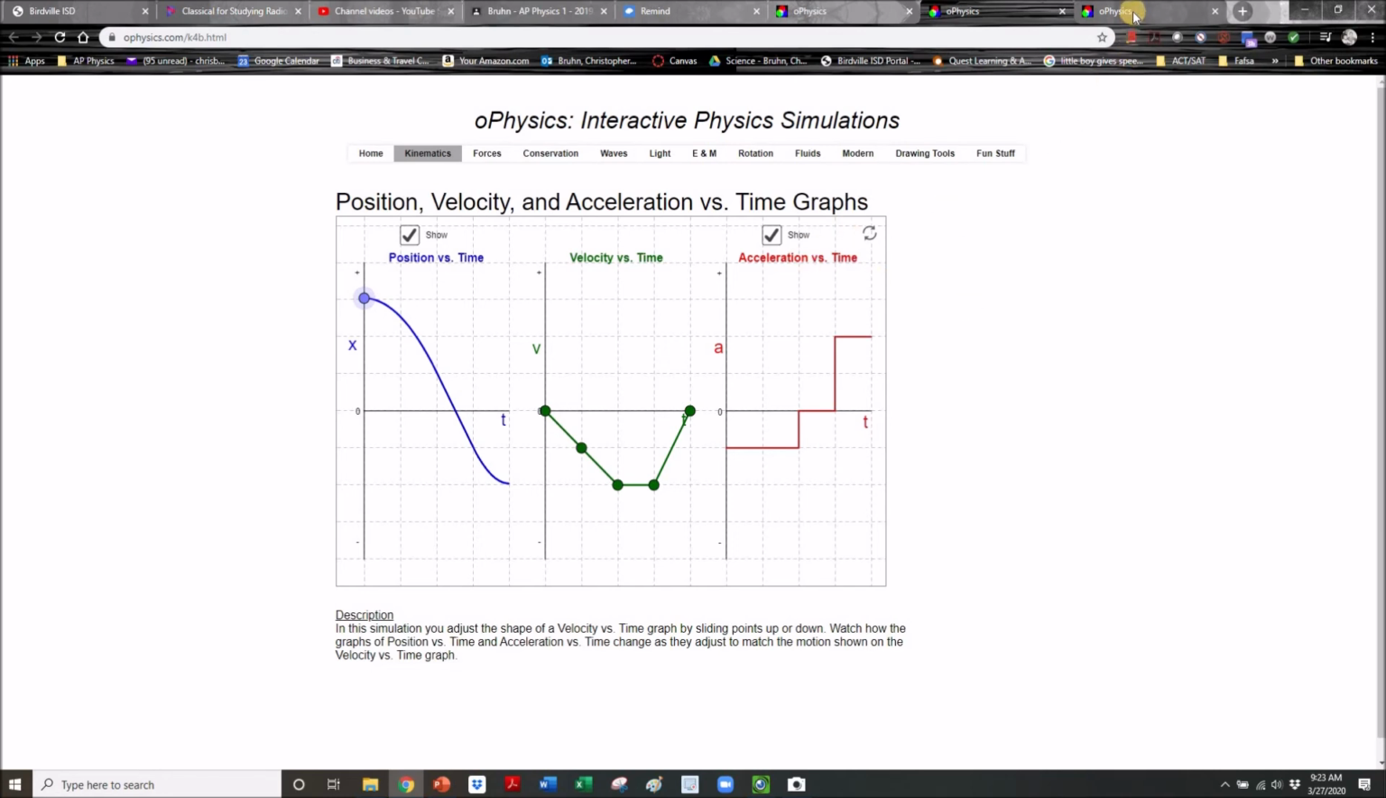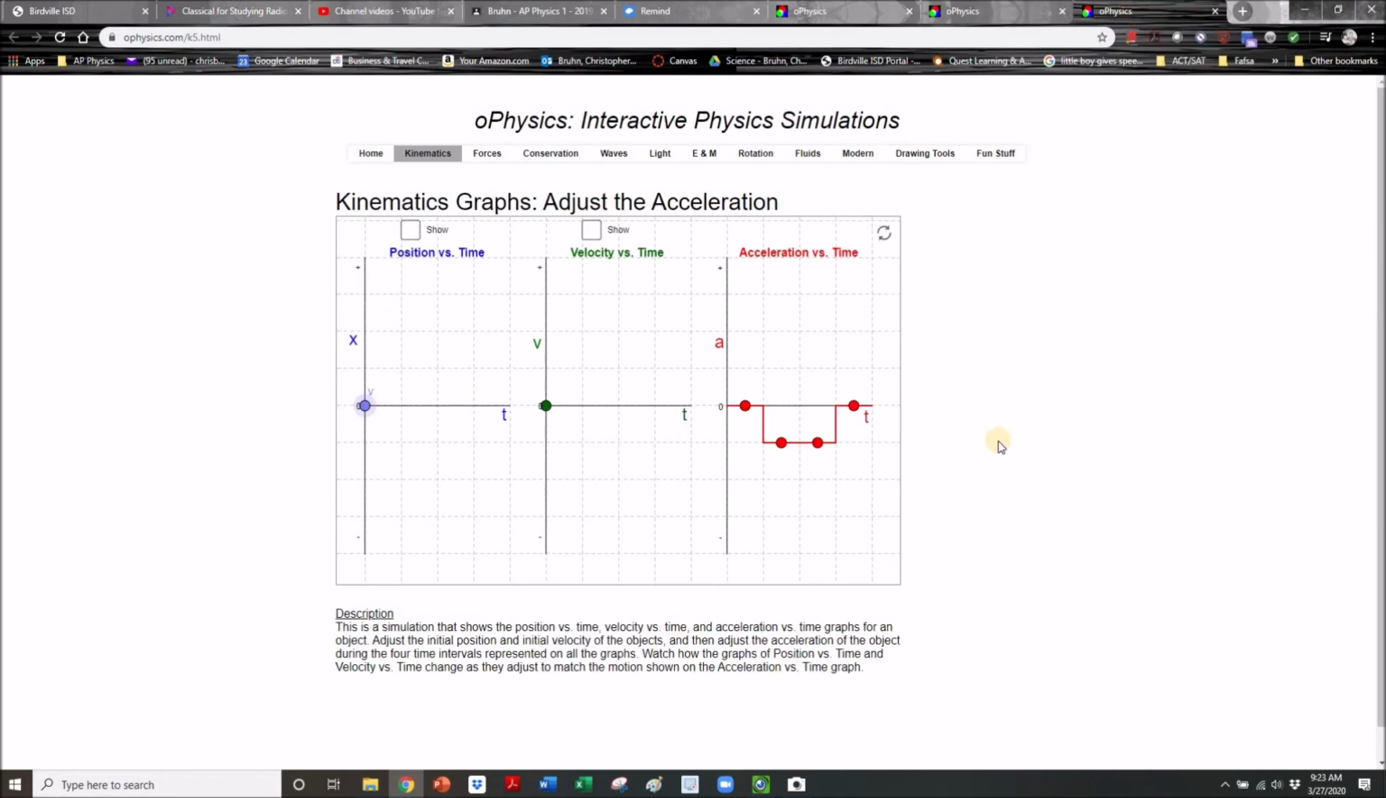Excellent. Okay, one more. So here's our acceleration versus time. I have an acceleration time graph built like this. I want you to see if you can build what the velocity time and the position time graphs will look like based on this graph. So ready, set, pause your video.